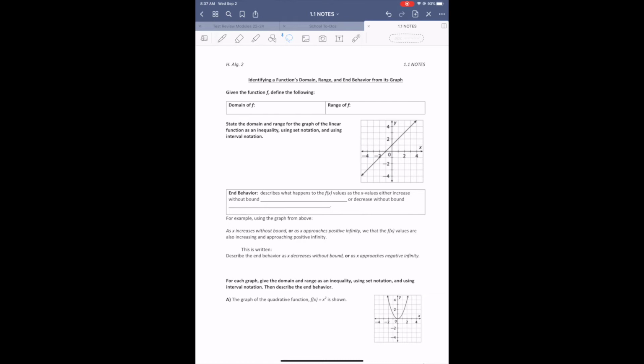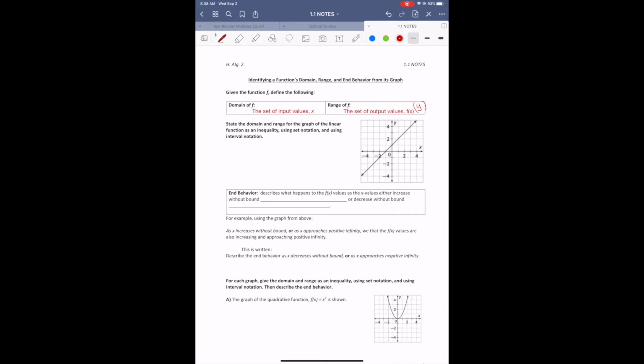Right, given a function, we can define its domain, range, and end behavior from the graph itself. So first of all, the domain is defined as the set of input values, which would be our x values. The range of f would be the set of output values, or f of x, which we also know to be the same as y. Okay, now function notation, we are using f of x because it is a function.